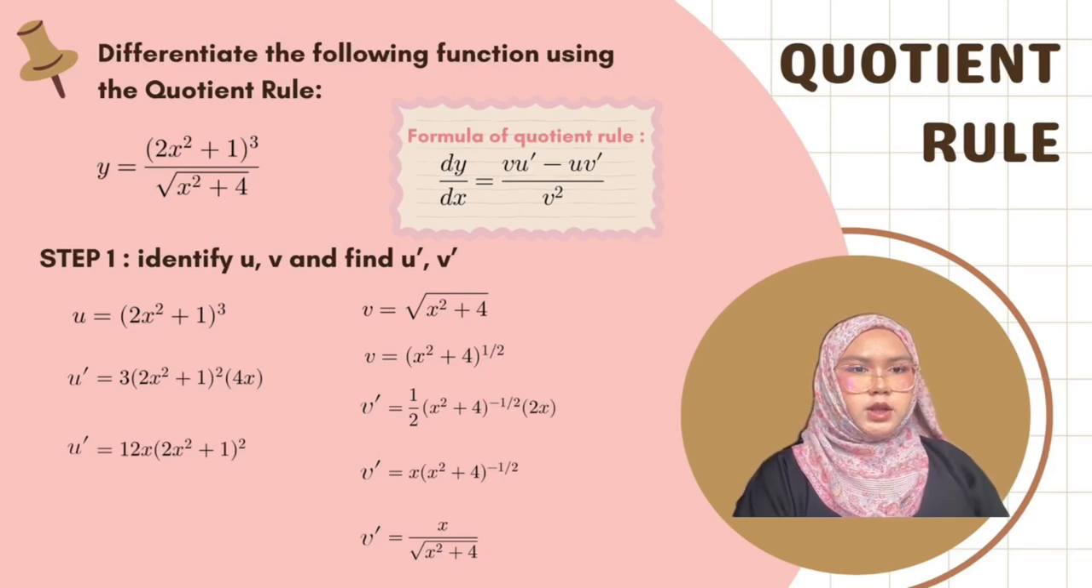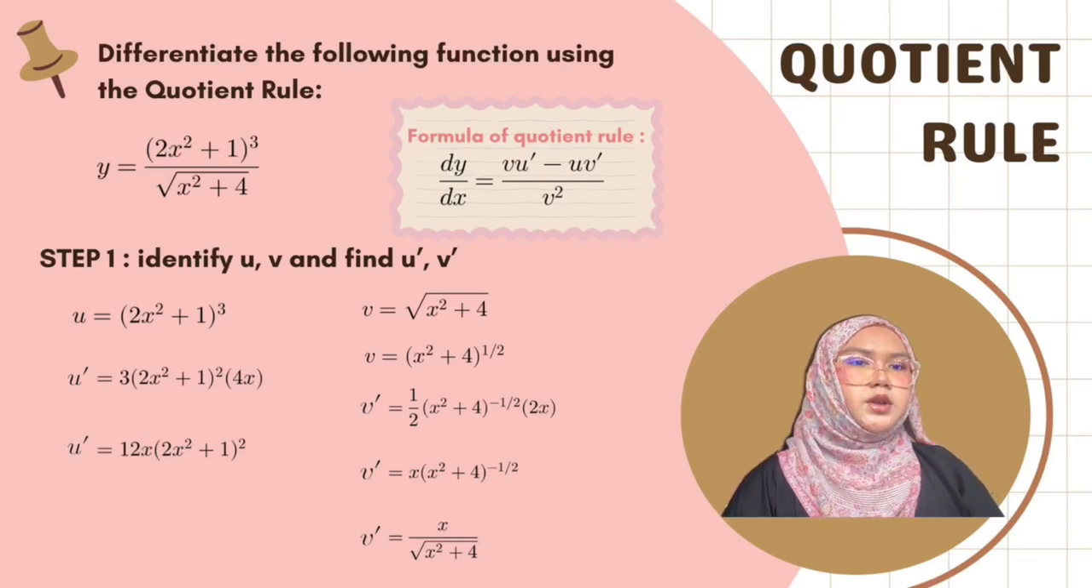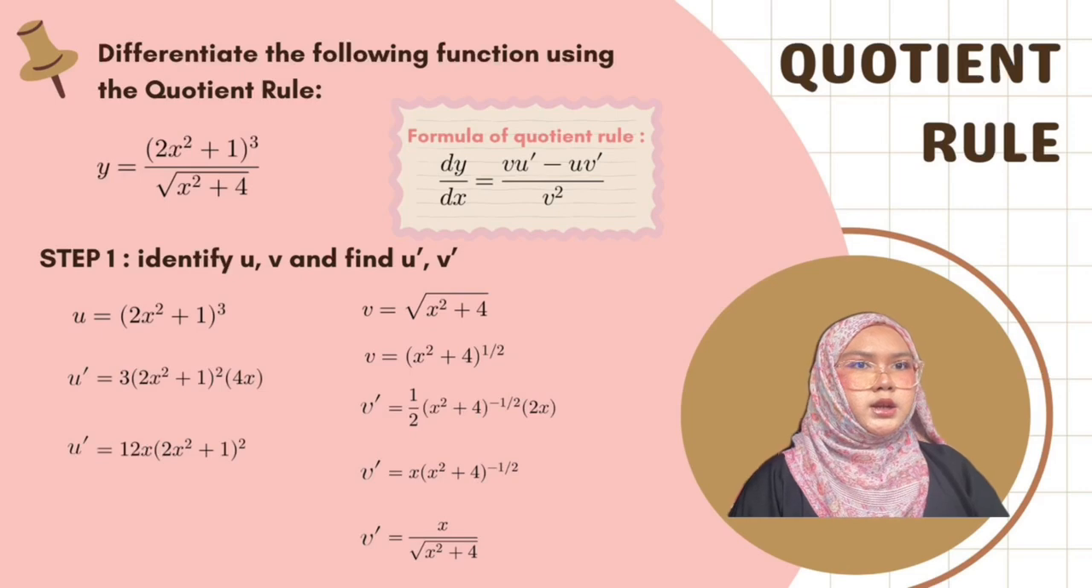Alright, next let's take a look at this example. Differentiate the following function using the quotient rule. First of all, when we get the question, we need to identify the value of u and also v. So what is actually u, what is actually v? u is the numerator and v is the denominator.